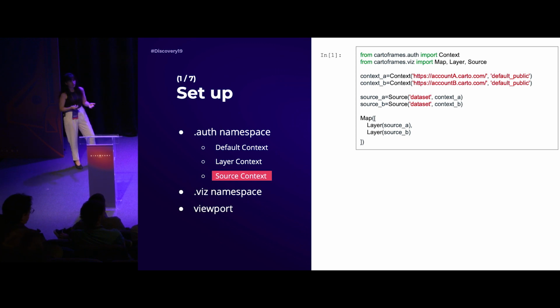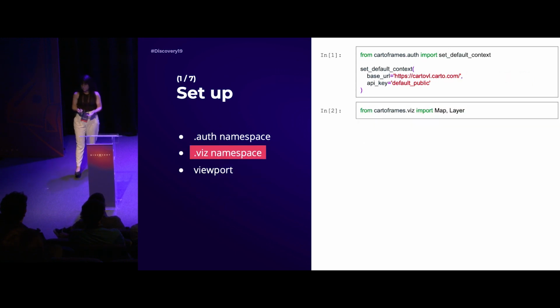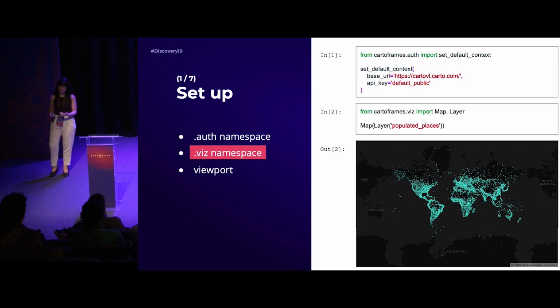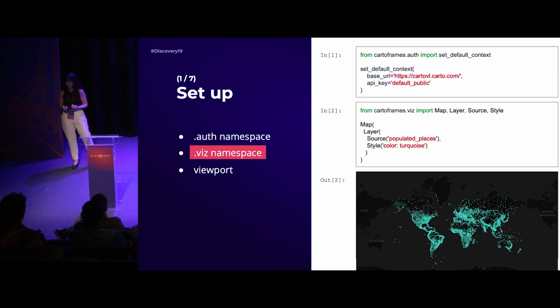But you can also do it for the sources that you are going to use for your layer. We are going to talk more about the sources after this one. So it is pretty flexible. And now let's see how to create the very basic visualization that is made of a map and a layer. The only thing that you need to do is set the context and just instantiate the layer with the name of the dataset that you want to use.